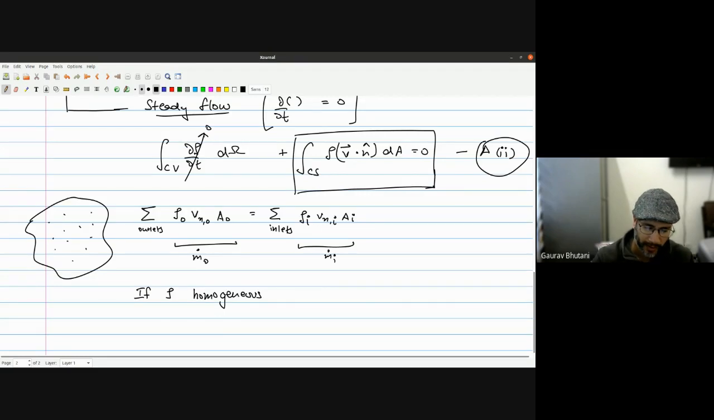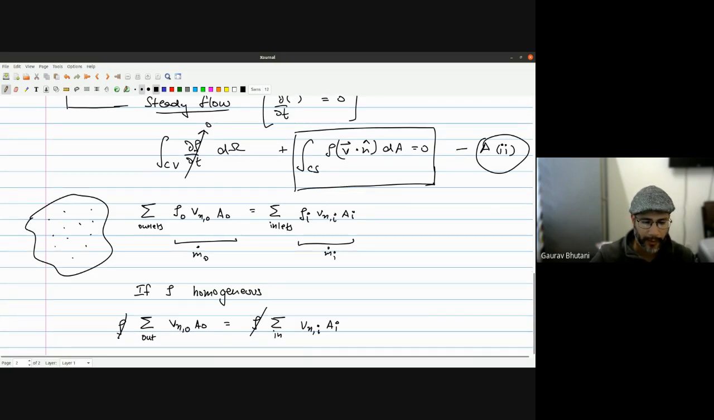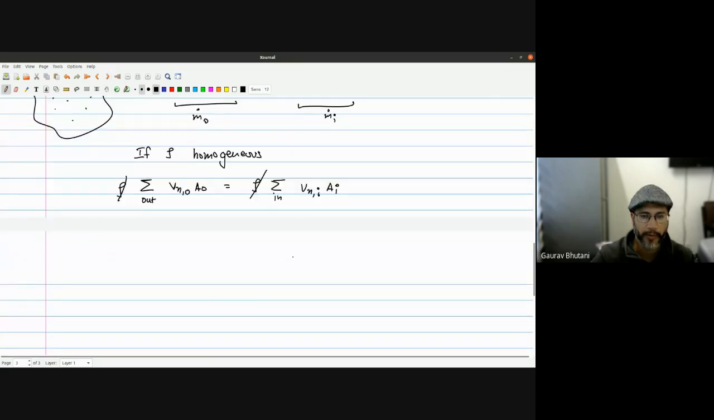So if that is the case, then you can simply write this. You can basically cancel out the density on both sides, because it's the same at all outlets, it's the same at all inlets, so you can take it out as a constant rho. So this cancels. I'm giving you a flavor of all sorts of forms of the equation, whichever works.